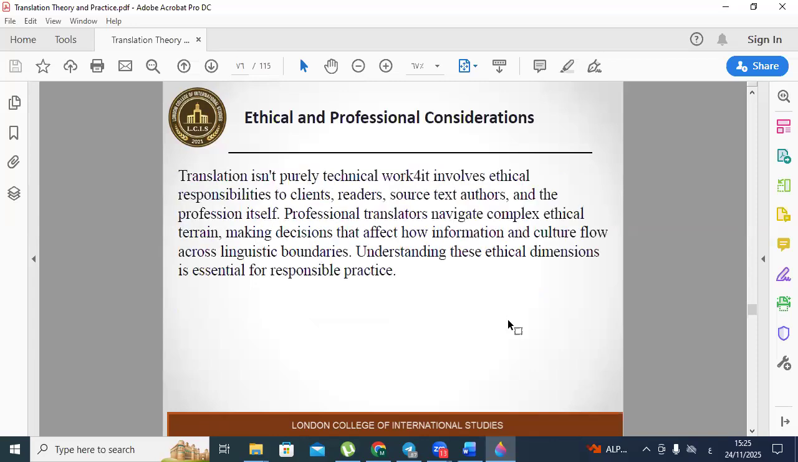Now let's go to ethical and professional considerations. Translation isn't purely technical work. It involves ethical responsibilities to clients, readers, source text authors, and the profession itself. Professional translators navigate complex ethical terrain, making decisions that affect how information and culture flow across linguistic boundaries. Understanding these ethical dimensions is essential for responsible practice.